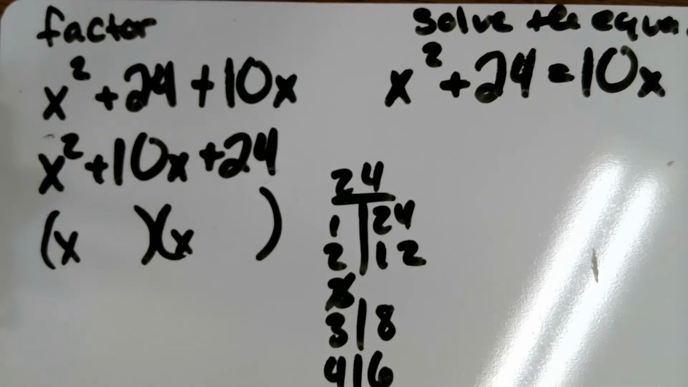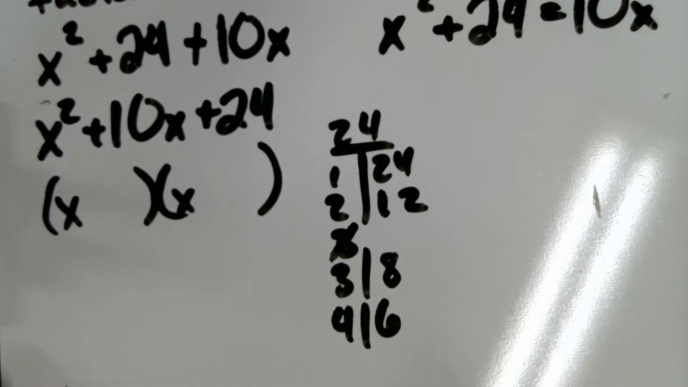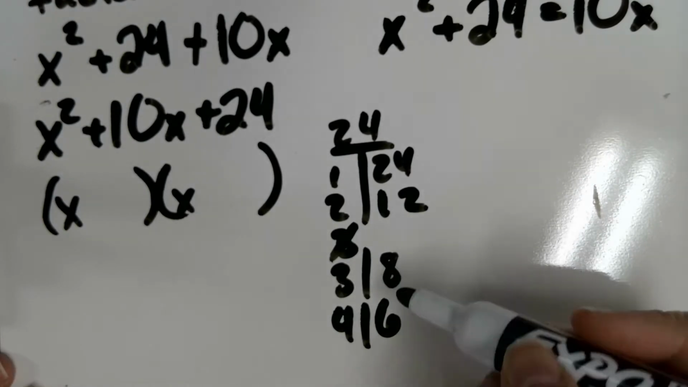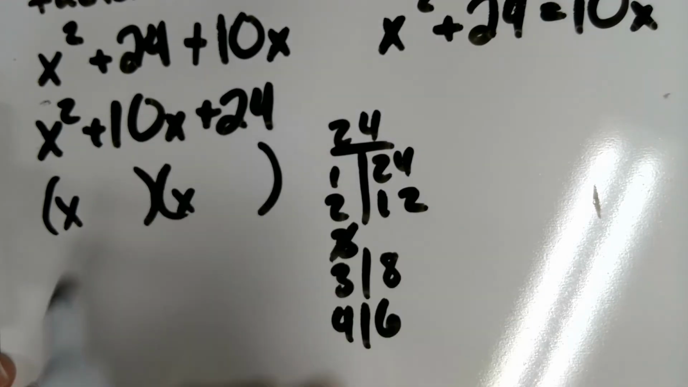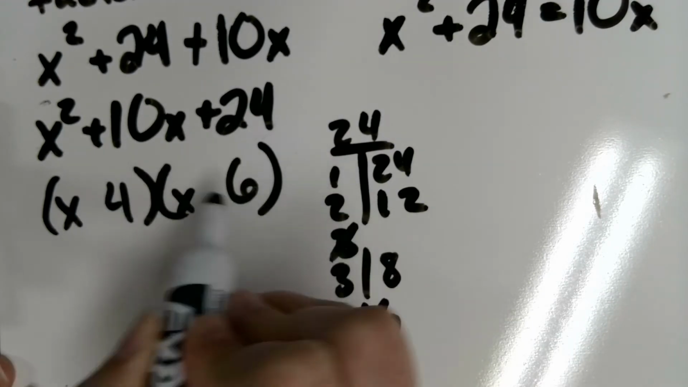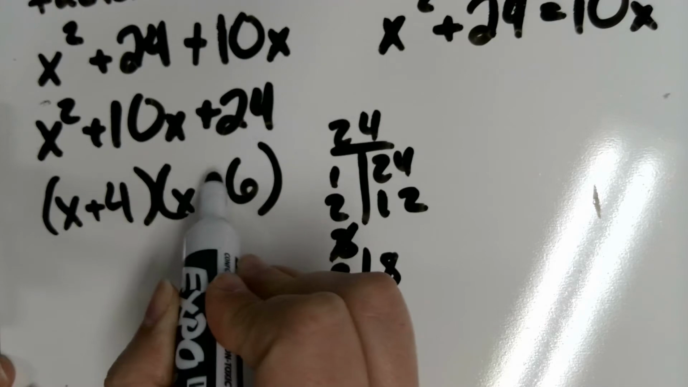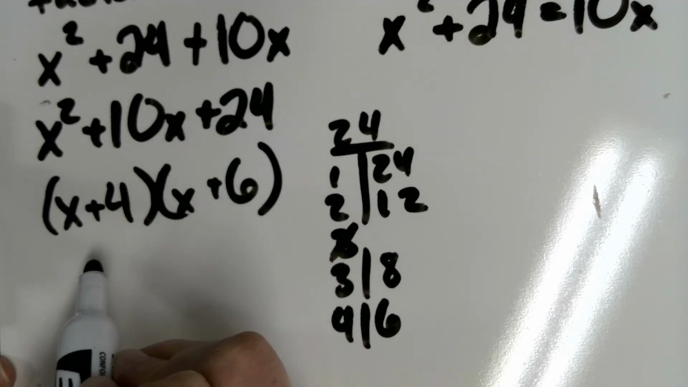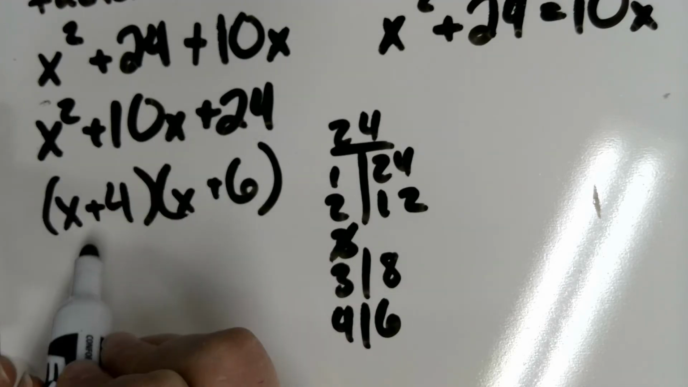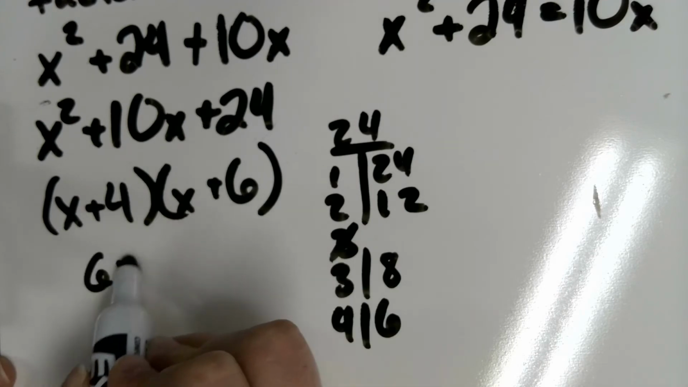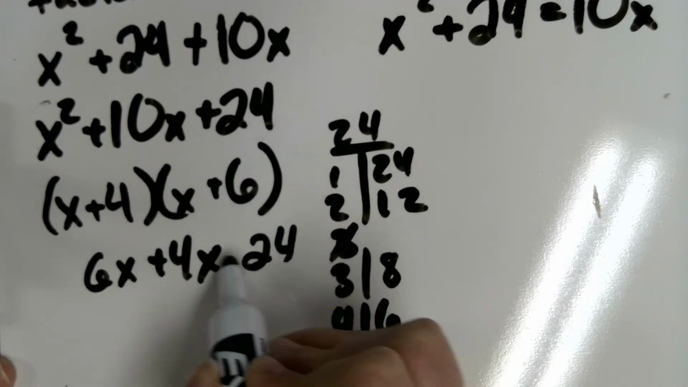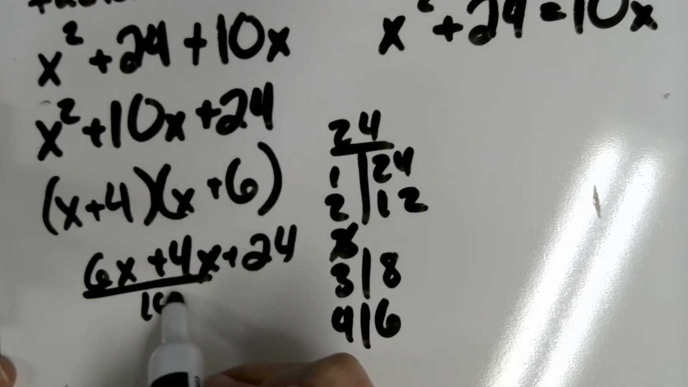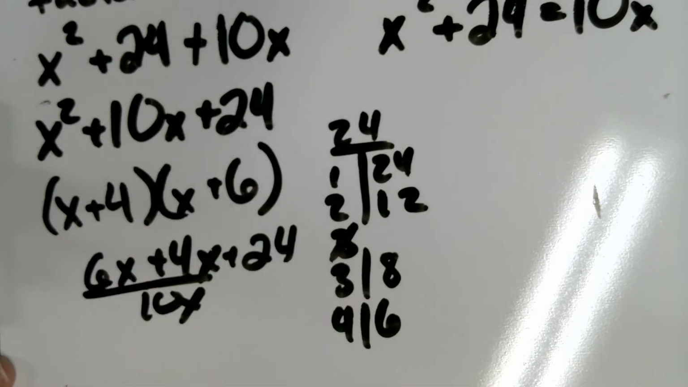Okay? Which of those do you think we should use? Either 8 or 4 or 6 are closer. I know that 4 and 6 can give me 10, so let's try those ones first. All my signs are positive, and then we're going to check. First, outers, inners, and lasts. This gives me 10x, so I know I'm good.